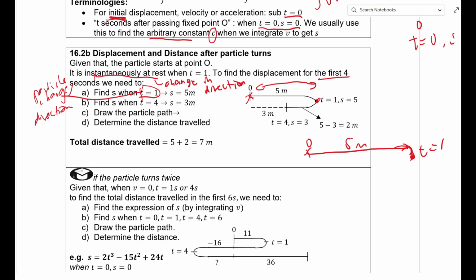So we'll go back until it is 3 meters away from fixed point O. Since the total length is 5 meters, and it is 3 meters away from fixed point O, we'll know that this distance is 2 meters. So it turns back and travels 2 more meters. Now we can find our total distance traveled. It's just this length plus this length, which is 5 plus 2 equals 7 meters.